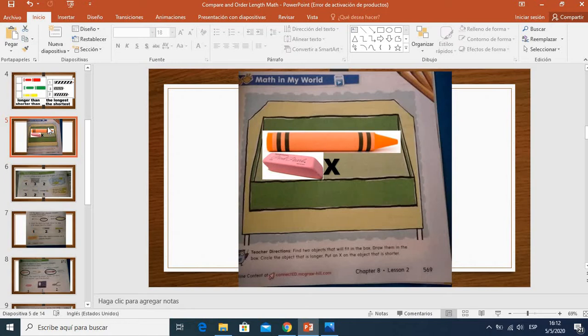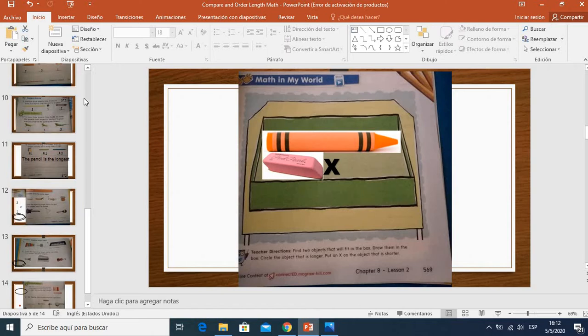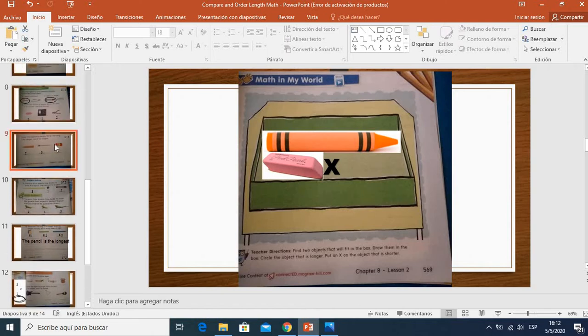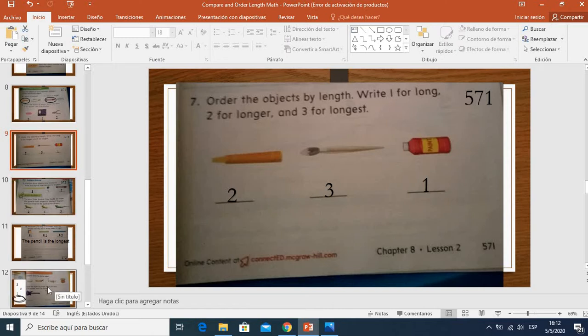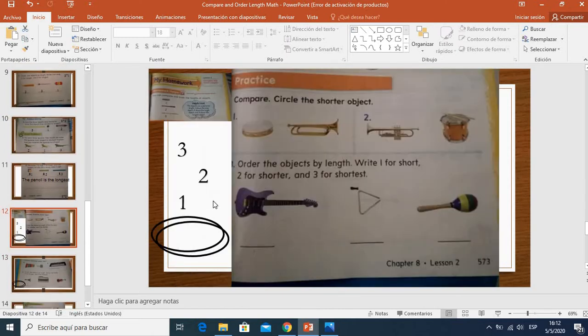Nice. So we worked on pages 569, 570, and yesterday, you worked on pages 571 and 572. Today we're going to work on page 573. Do you have it ready? It says my homework at the top. All right? Okay, let's start. The first exercise says compare and circle, listen, the shorter object. Circle the shorter object, or the shortest. In this case, it should be the shortest.